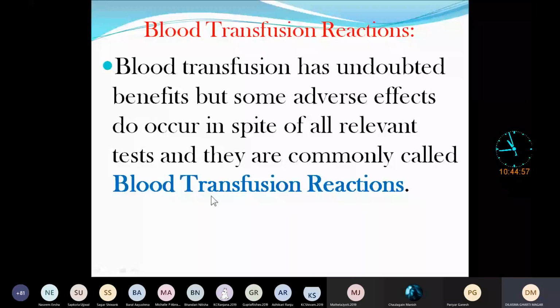So blood transfusion has undoubted benefits, definitely. We want to give blood to save a person, but some adverse effects do occur in spite of all relevant tests, and they are commonly called blood transfusion reactions. Though we do different tests, the basic screening tests, the 5 tests, and then select the best or healthy donor, still sometimes blood transfusion reactions can occur, understood?